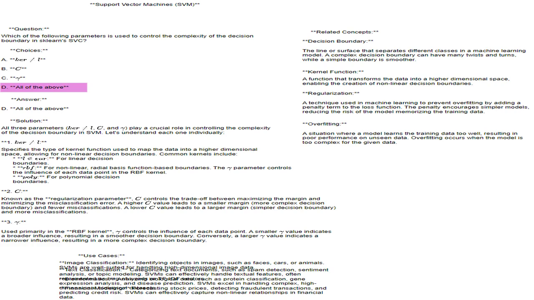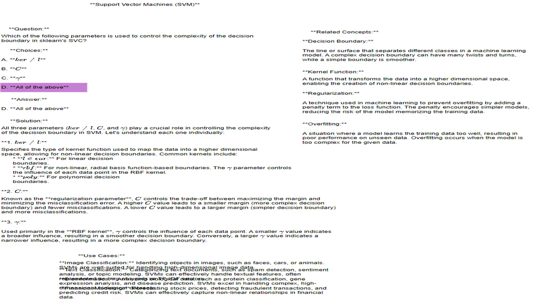True. All three parameters, kernel, C, and gamma, play a significant role in shaping the complexity of the decision boundary. The kernel determines the type of decision boundary, while C controls the trade-off between margin and misclassification, and gamma influences the RBF kernel's width. These parameters work in conjunction to determine the model's ability to find optimal decision boundaries. True. D. All of the above.